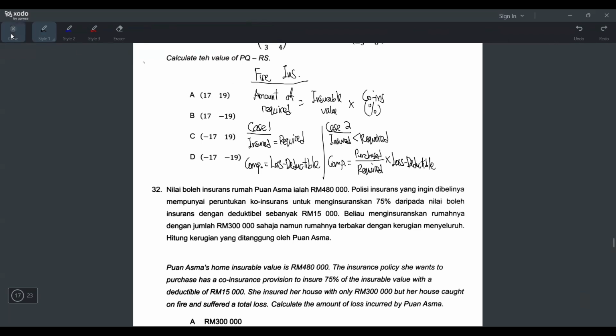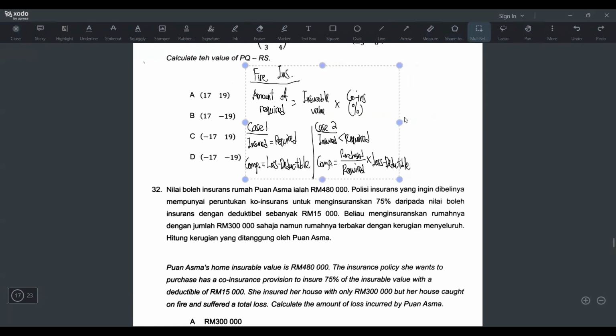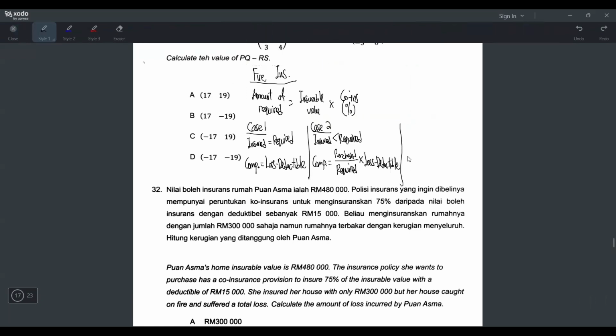Okay, now for case 3. Okay, let's make this smaller. All right, so now let's talk about case 3. Case 3 is when it suffers total loss. Total loss means complete loss. It means like the whole house burns down. It means the loss is not just a small part of your house burned, it's like the whole house burned. So complete loss. So how will your compensation be?